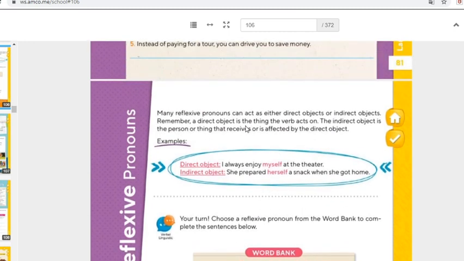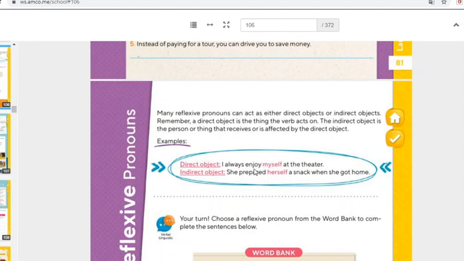Here I get: many reflexive pronouns can act as either direct objects or indirect objects. Remember, a direct object is the thing the verb acts on. The indirect object is the person or thing that receives or is affected by the direct object. Let me give you an example. Many direct objects. I always enjoy myself at the theater. This is direct object because it goes next to the verb. Entonces, ¿quién disfruta? Pues yo mismo, right? Yo soy el que recibe la acción.